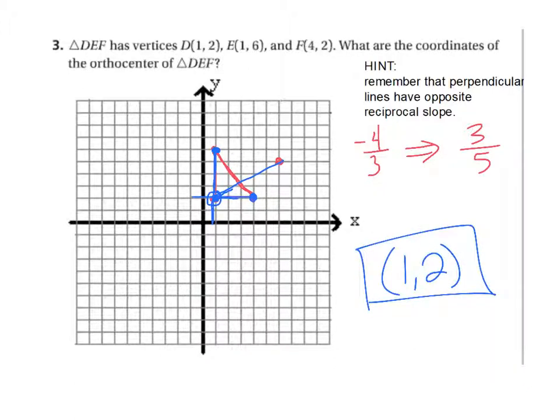Now we got lucky because that was a right triangle, but usually you're going to have to do that opposite reciprocal slope thing here at least once, and then maybe you'll get lucky and have a horizontal or vertical line to get your other one. And I did all 3. Really, if you just did 2, the 2 should intersect at the orthocenter as well. All right, give those a try.